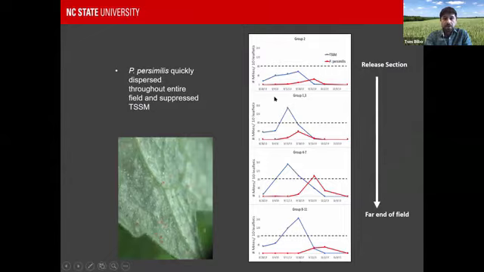So just to break it down by section, these are showing that same data I just showed you, but from the release section at the top to the far end of the field at the bottom. And you can see in the release section that the spider mites stayed low the whole time. They never exceeded the threshold. And Persimilis took them out just fine. But there was a little bit of a delay at the far end of the field, but field-wide, they still wiped out the spider mites. Just a little bit of delay at the other side. So it's almost like a wave of predators moving across the field.